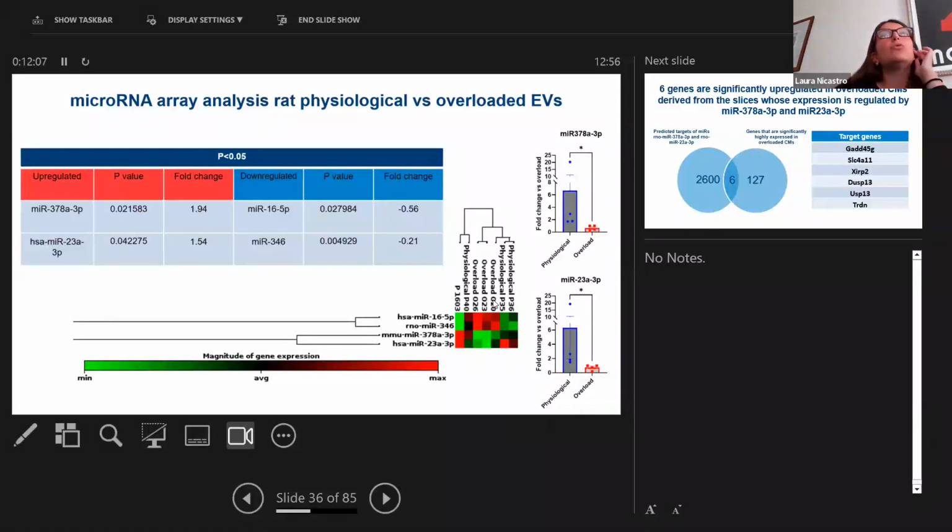We then decided to focus more on the overexpressed microRNAs in the physiological EVs because, as I guess many of you know, the main action of microRNAs is to inhibit the expression of genes. So we only wanted to focus on this class of upregulated microRNAs, which we validated by PCR, and we were able to confirm that indeed these microRNAs are overexpressed in physiological EVs compared to overloaded.